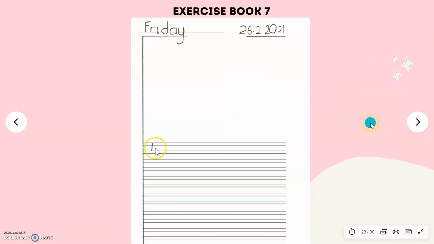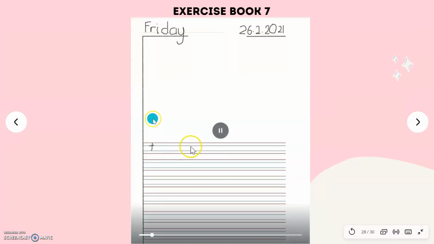Okay, after that you can do the exercise book 7. Don't forget to make a line and also write the day and also the date. Friday, 26th of February 2021. Write T 5 times and sound it, T, T, T. And don't forget to draw.